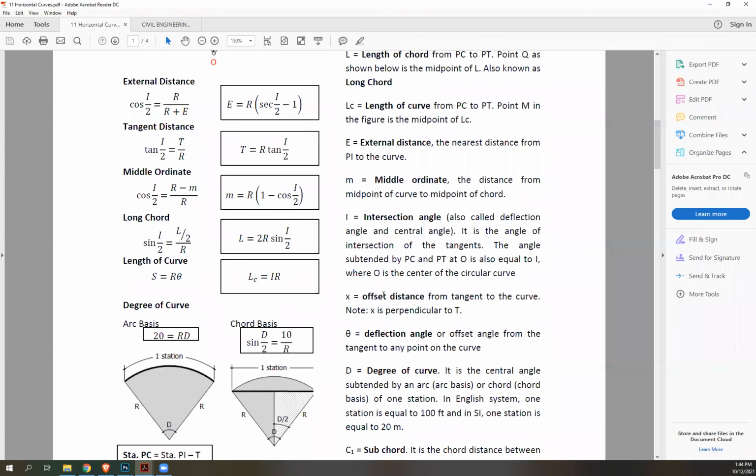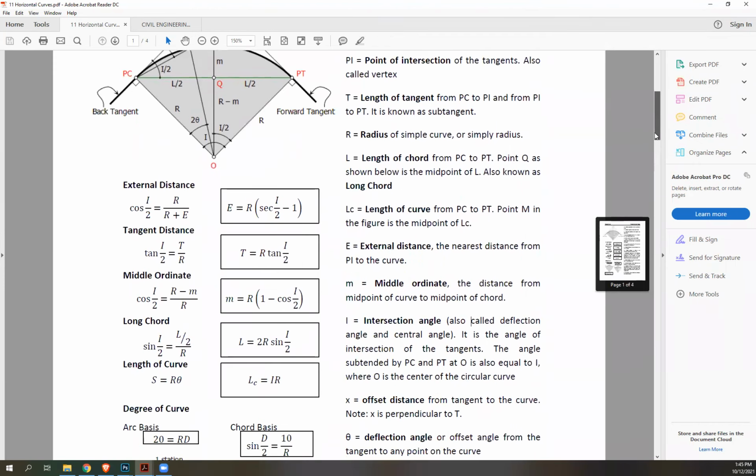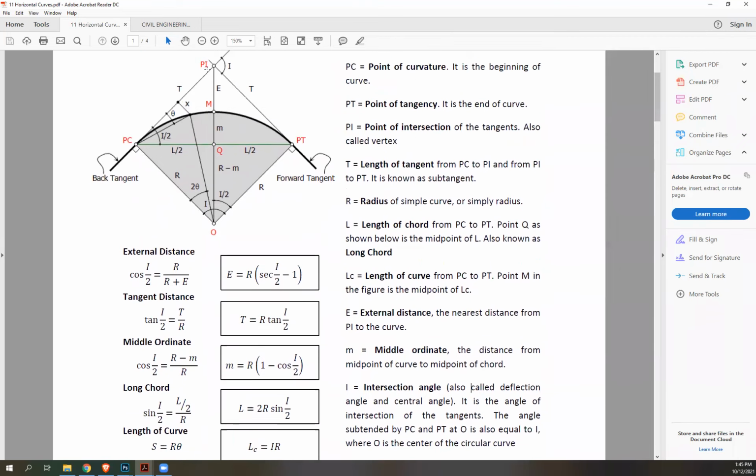We already know I. Next, X, the offset distance from the tangent to the curve. Note X is perpendicular to T. Offset distance from tangent to curve. So again, this is your tangent. Given an offset deflection angle theta over here, you'll get this chord. So the distance of that tangent to the curve is X, over here, this line.